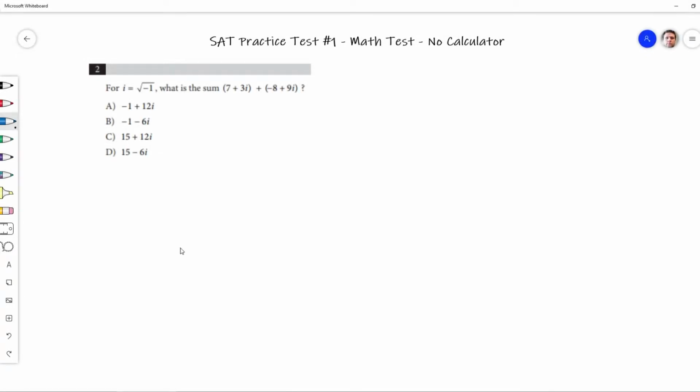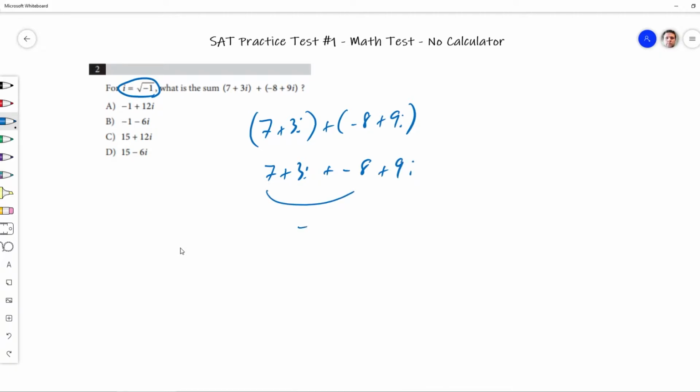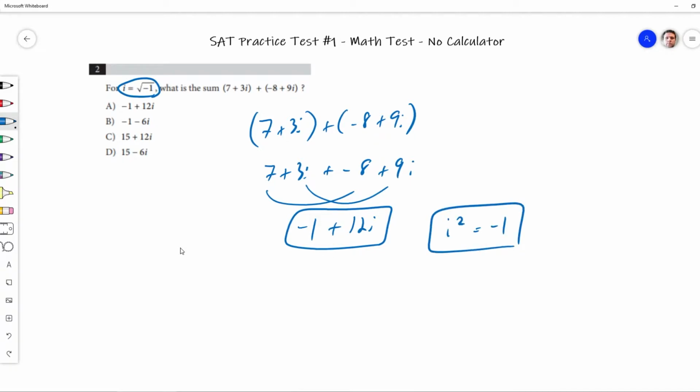Okay guys, so for this one you actually don't even need to know that i is the square root of negative 1, because this is just combining like terms. So all you need to do is just drop the parentheses and combine like terms. So 7 plus negative 8 is negative 1. 3i plus 9i is positive 12i. And that is it. For some of the tougher problems, you'll need to know that i squared is negative 1, just for problems that involve foiling. But that is it.